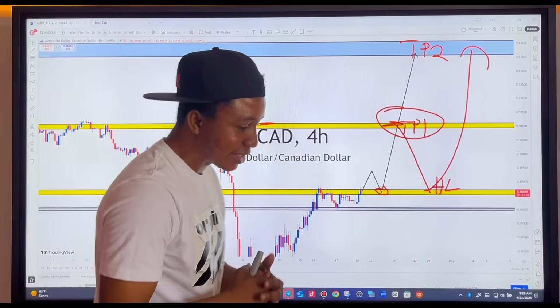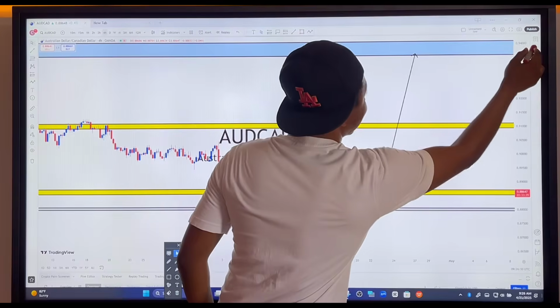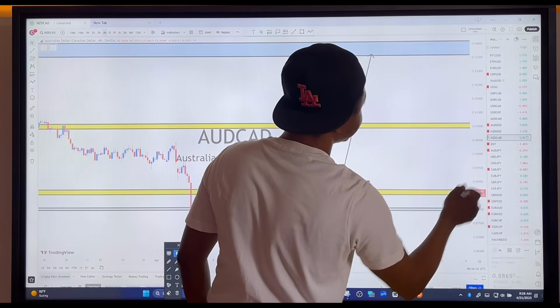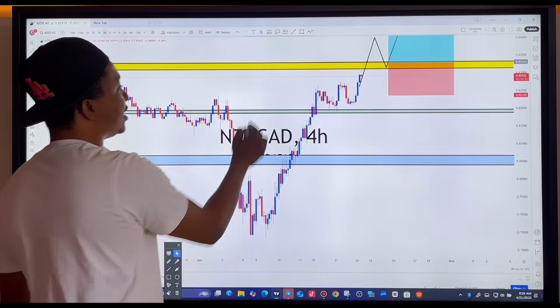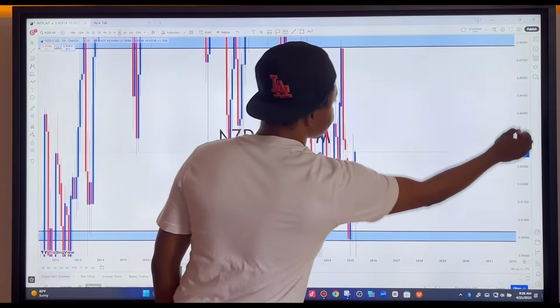Next pair is going to be what? NZD CAD. Let's go to NZD CAD. NZD CAD, where are you? There it is. So we also have NZD CAD. Let's talk about NZD CAD. I think this is also very simple.